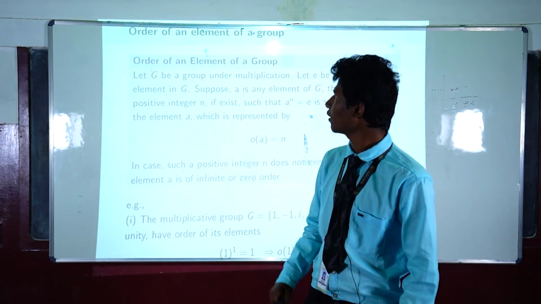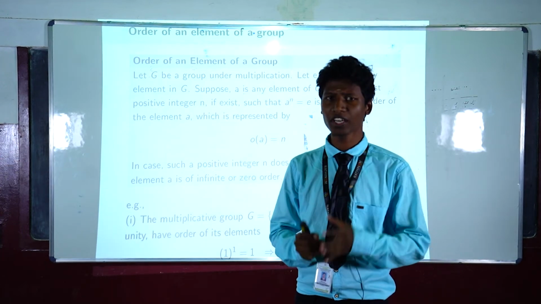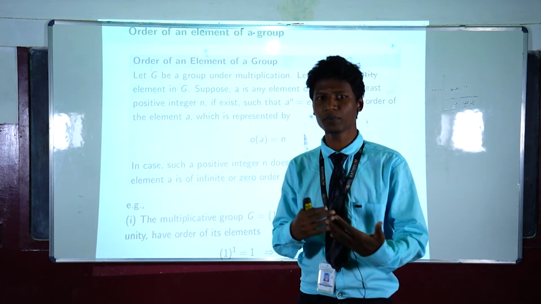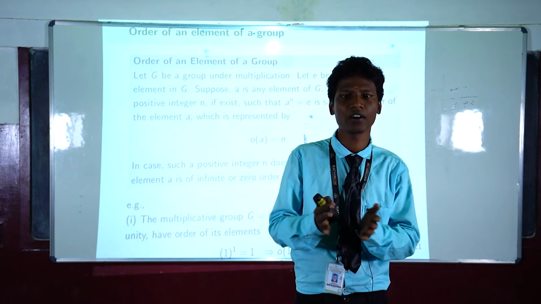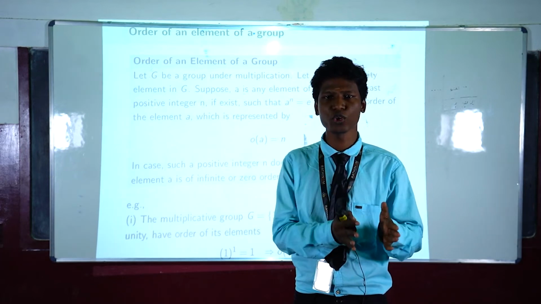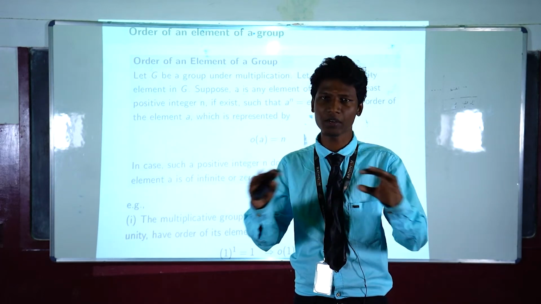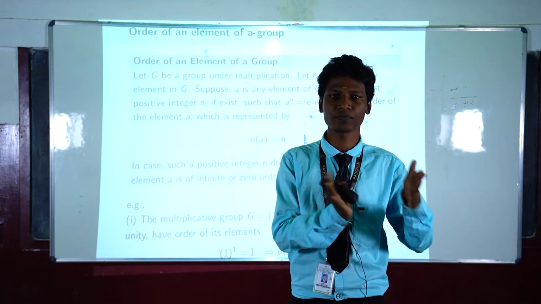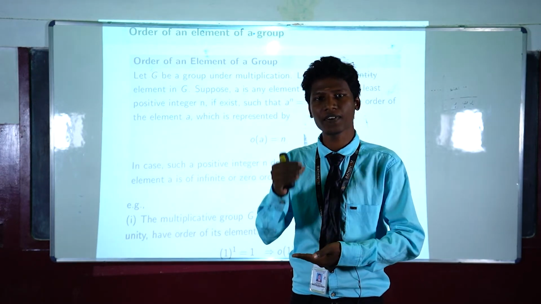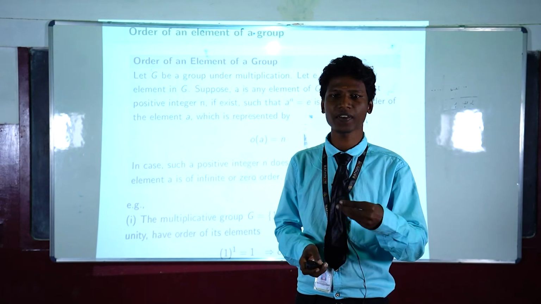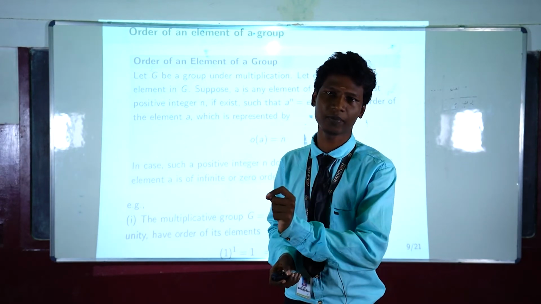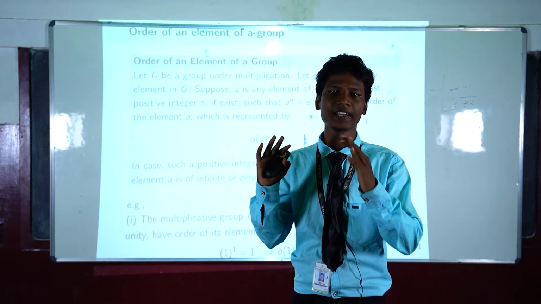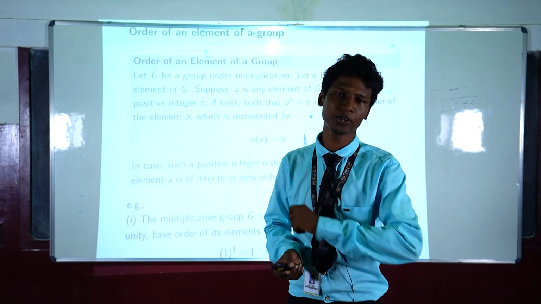Okay, now the order of an element of a group. Don't confuse the order of a group with the order of an element of a group. The order of a group is the number of elements in the group. But the order of an element concerns a specific element, not the entire group. We are talking about the specific element only.